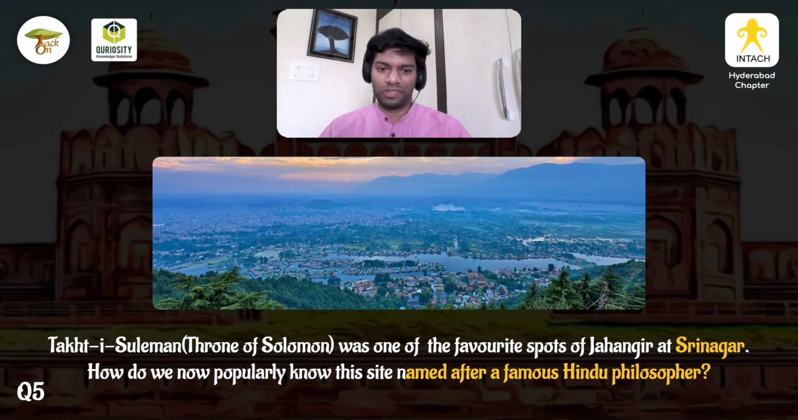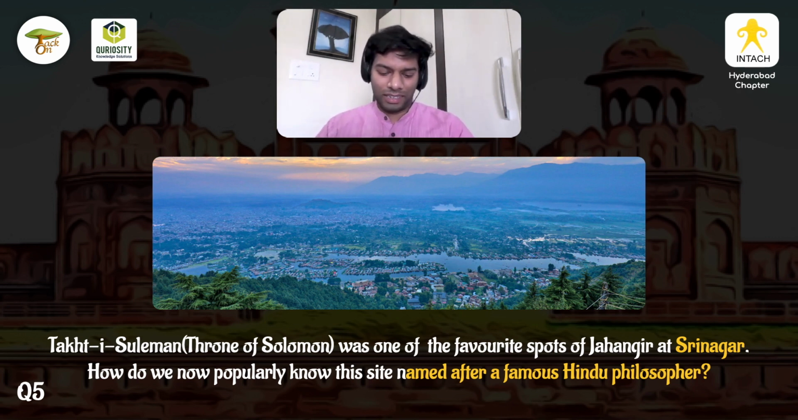So this philosopher is famous across all the 4 corners of India. Just give me the name of this hilltop. How do we popularly know it? A famous Indian philosopher, Hindu philosopher, you can say. Hindu philosopher, famous across all the 4 corners of India. That was question number 5.